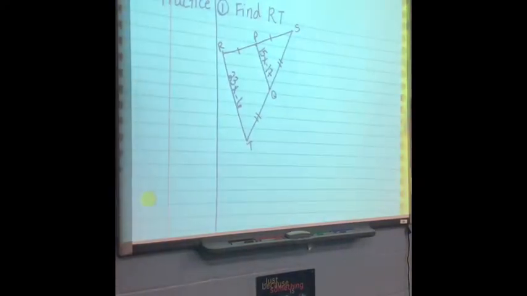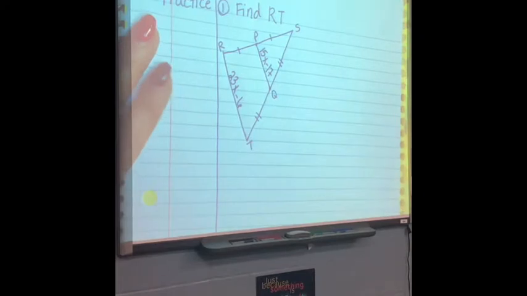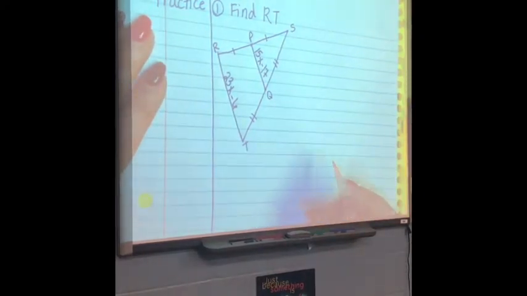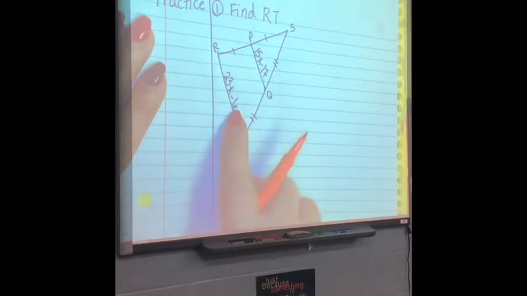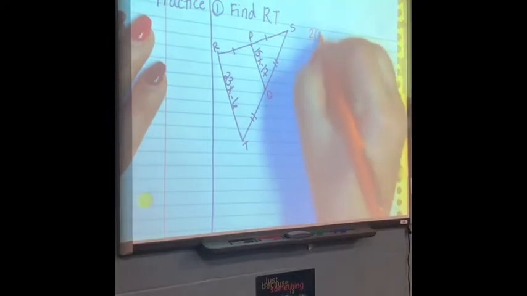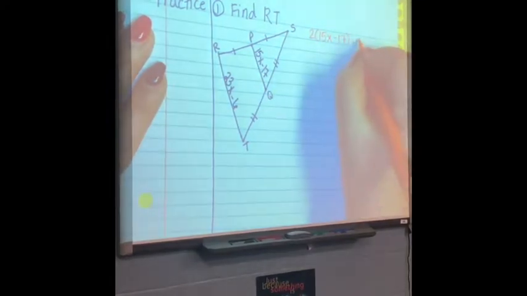Let's look at it. If we have this, what do we know about these pieces? 15x minus 17 has to be double to equal this one, right? So this one has to be double this one. So 2 times 15x minus 17 equals 23x minus 6.